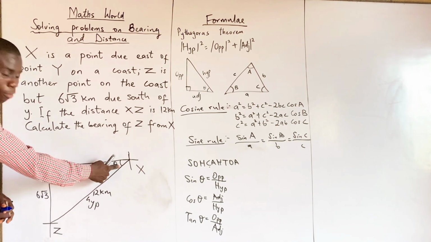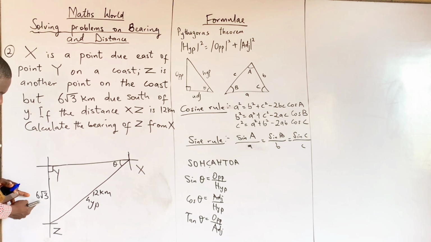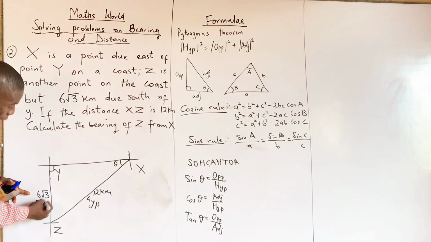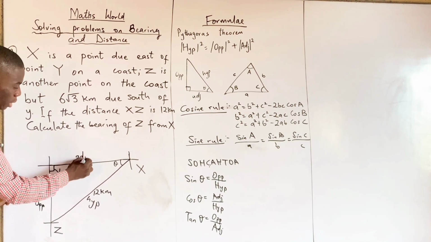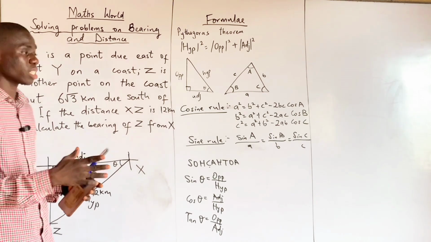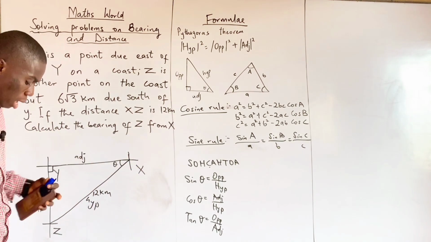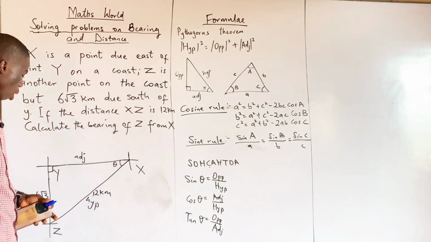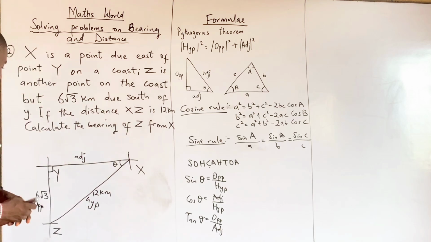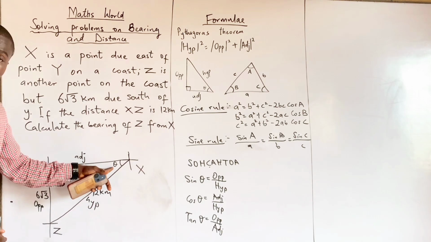This is the theta we are looking for. Opposite of this is the opposite, while the other part here is the adjacent. Adjacent can mix, it can be up or down. You remember our adjacent was down and our opposite was not like that. Now let's calculate this theta.